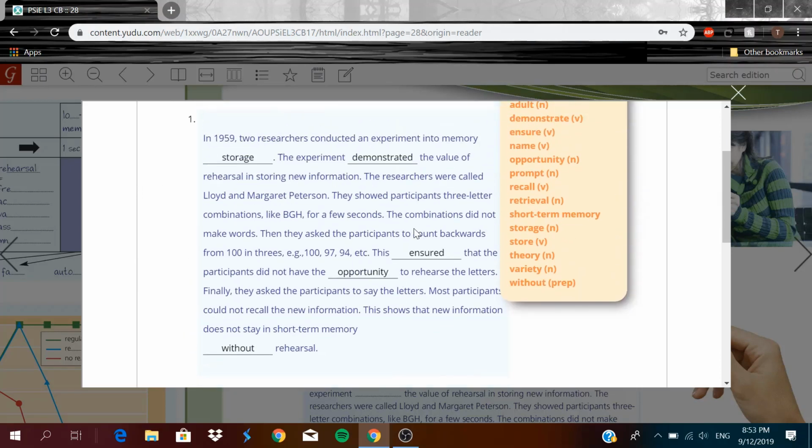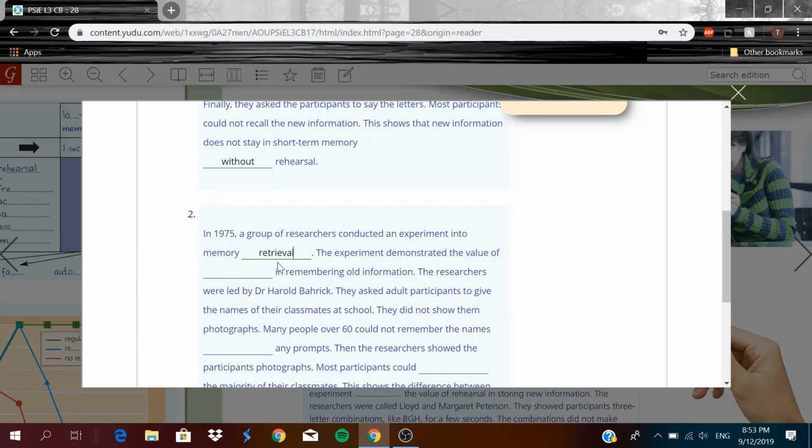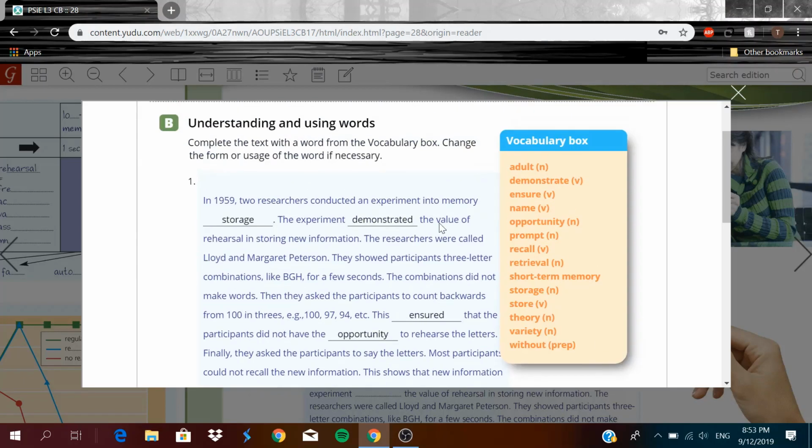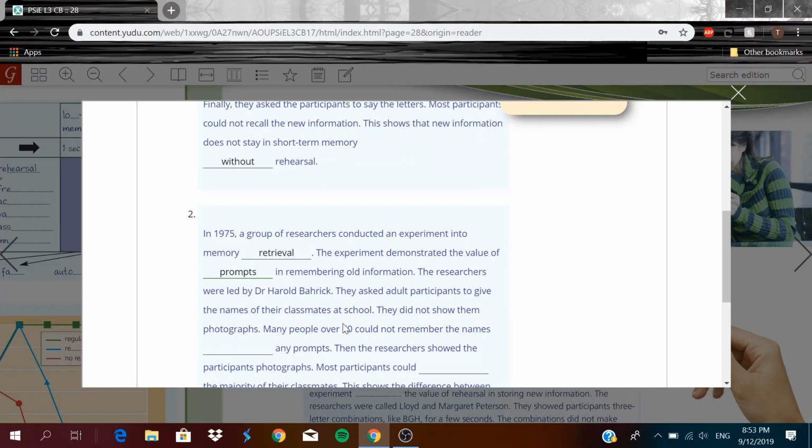Let's take a look here. We can probably, so we said storage here, so I think this one's going to be different. So we'll probably say retrieval. R-E-T-R-I-E-V-A-L, retrieval. The experiment demonstrated the value of, probably say prompts, right? From prompts, so prompts in remembering old information.